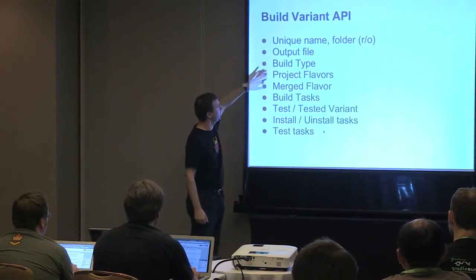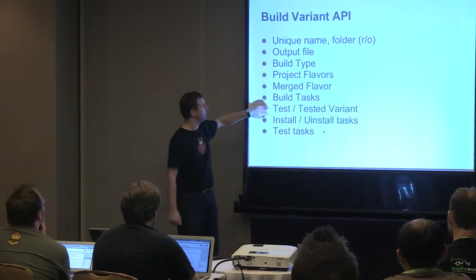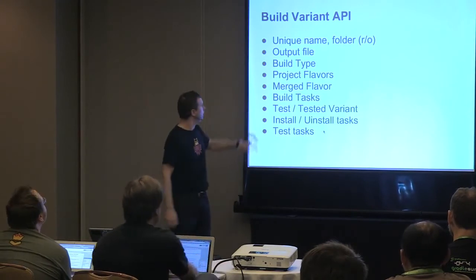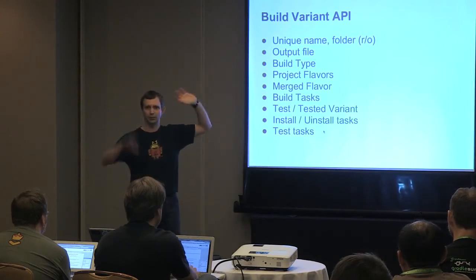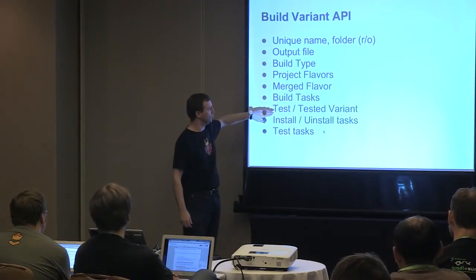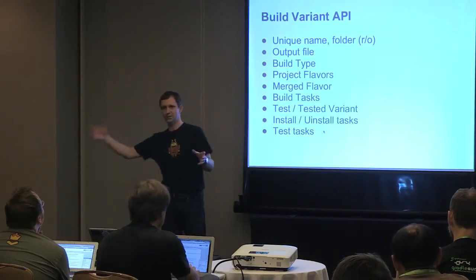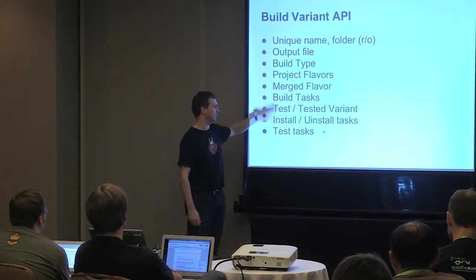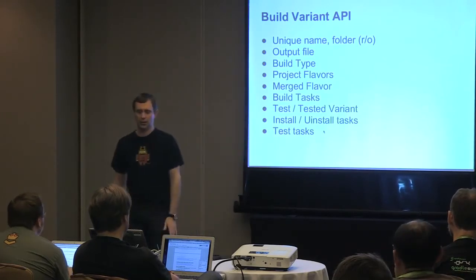Then we have the output file, the build type, the product flavors. Then you have the merged flavor, which is a mix of that, basically the way we resolve all of those values. Then all the build tasks, so all of those dots that I have in my very first graph, all of those are tasks, and they all show up there. And then whether it's a test or a tested version. So if it's an application, which version is testing me, or if I'm a test, what am I testing? How do I get installed? If it's a test variant, what are the test tasks? So you have access to all of that through the API.